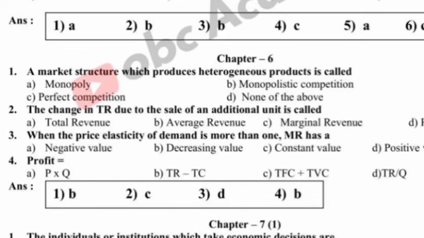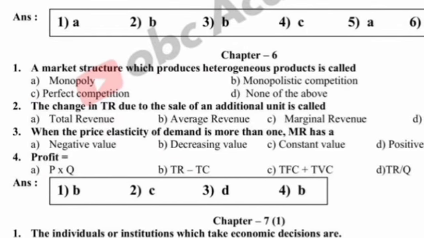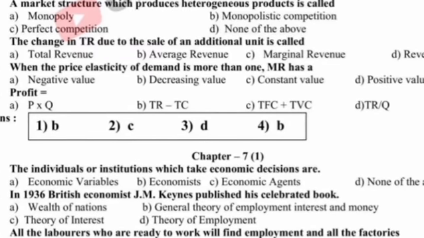So now second one, the change in TR due to the sale of an additional unit is called A, total revenue; B, average revenue; C, marginal revenue; D, revenue. So the correct option is C, marginal revenue.